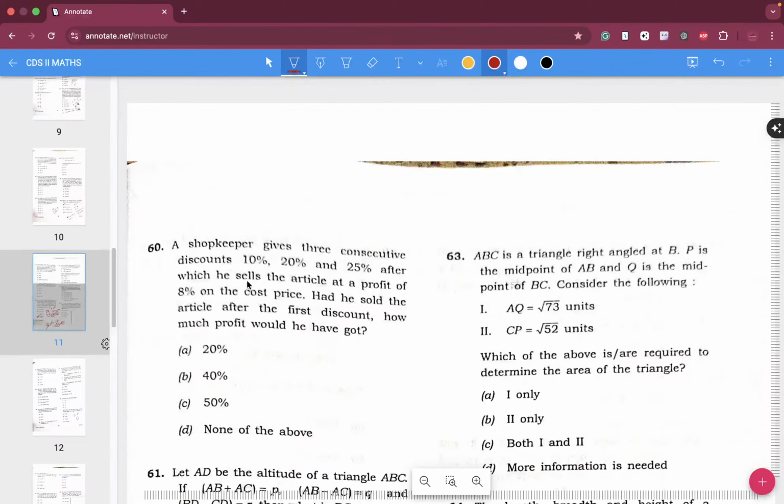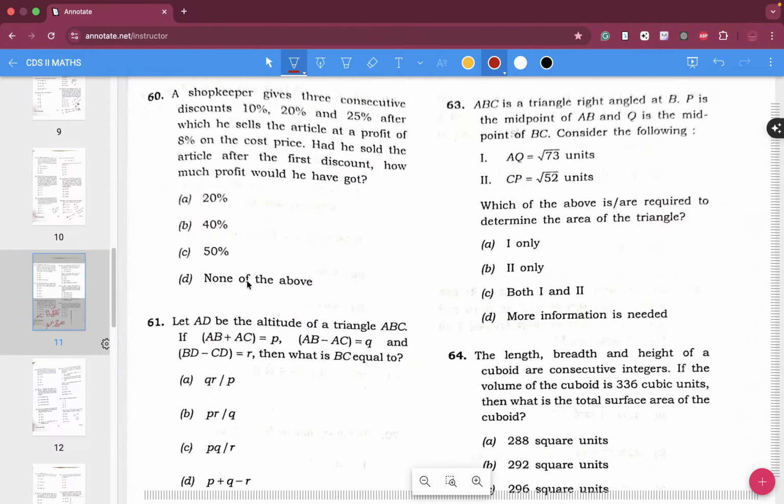Now we'll move to the next question. ABC is a triangle, right angled at B. P is the midpoint of AB and Q is the midpoint of BC. Consider the following. I'm doing question number 63. ABC is a right angle triangle, A over here and B over here and C over here. ABC is right angled at B.